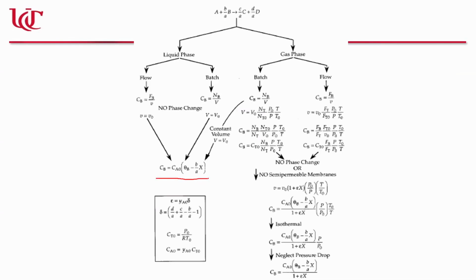And then for the gas phase, if it's a batch reactor, again, because of constant volume, we still have this kind of CB as a function of X. However, for the gas phase in the flow system, now the volumetric flow rate is not a constant. So we need to consider the change. So it's more complicated again. We will leave it for Monday. So that's what we have learned so far in the past 4 weeks.